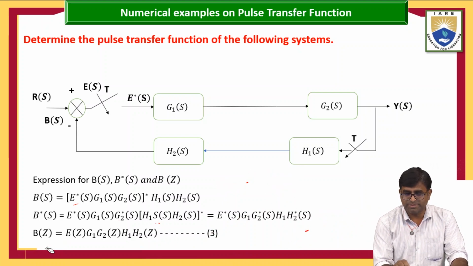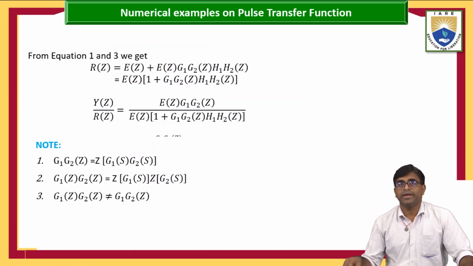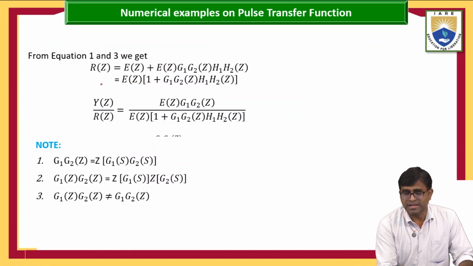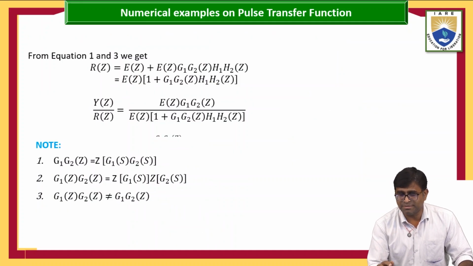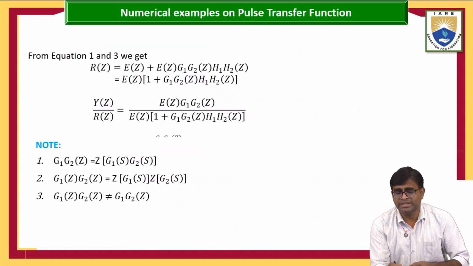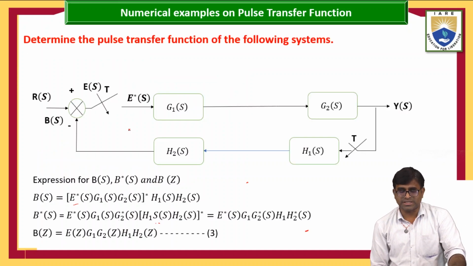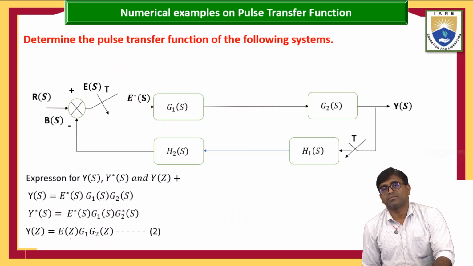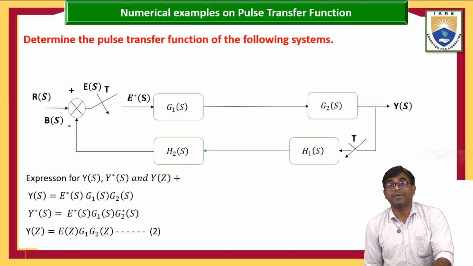In the next slide, I will explain that. See this one: R of Z equals E of Z, where B of Z is substituted. Take E of Z as common. What happened? 1 plus G1 G2 H1 H2, this value. After that, from the second equation we got Y of Z, so we have to apply that.